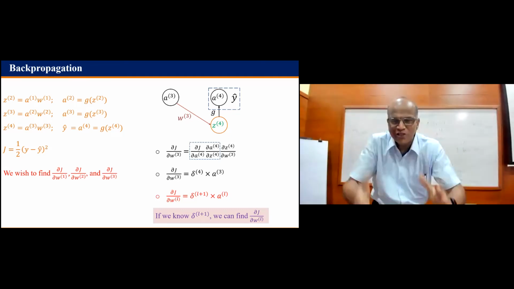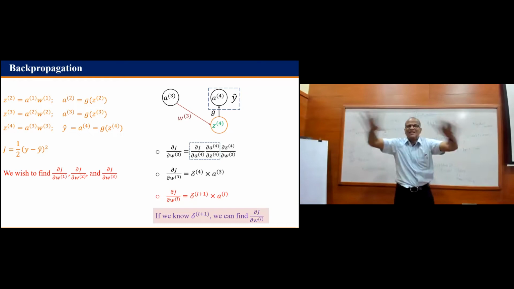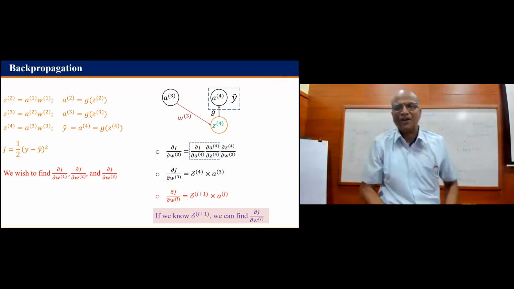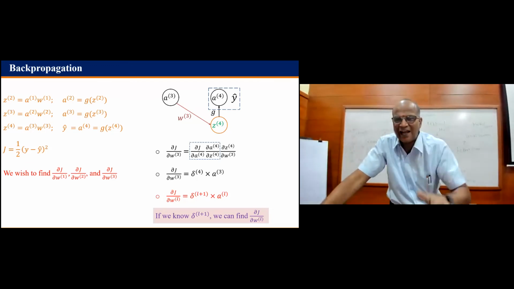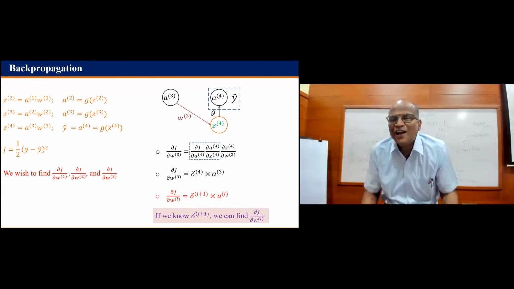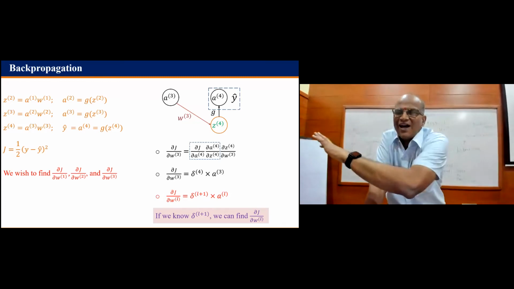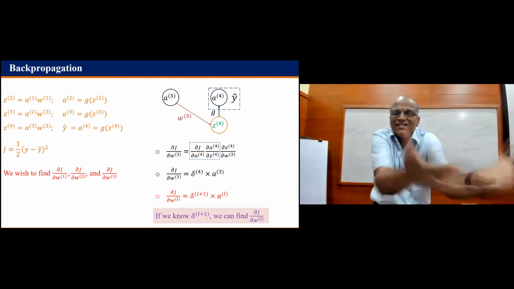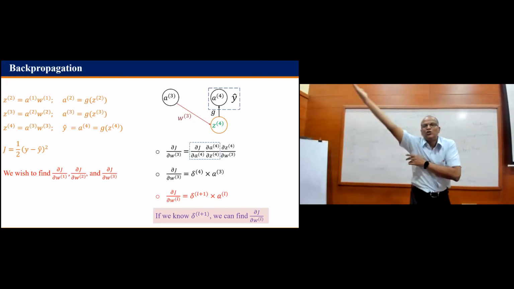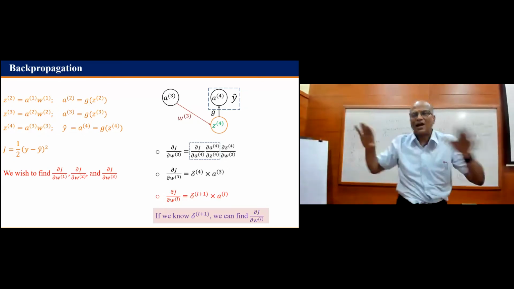Therefore, dou J by dou W of L is delta of L plus 1 into A of L. This is the fundamental trick of neural networks. So dou J by dou W of a particular layer L is del of L plus 1 into A of L. If you know del of L plus 1, we can find dou J by dou W of L. And it is very easy to get the last delta because the last delta is linear. It is just a cost function. Therefore, you start from the right-hand side, from the output layer, del 4 to del 3. So you can first calculate all the dels, del 4, del 3, del 2, del 1, and then use this relation to calculate all the Jacobians.